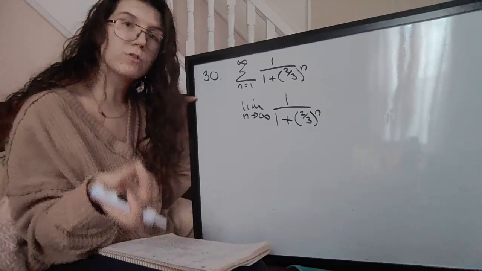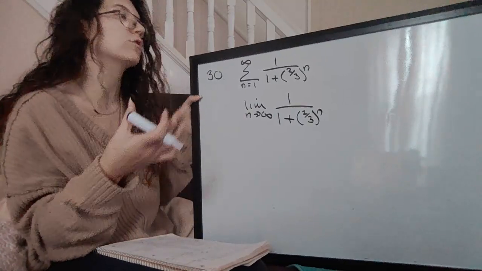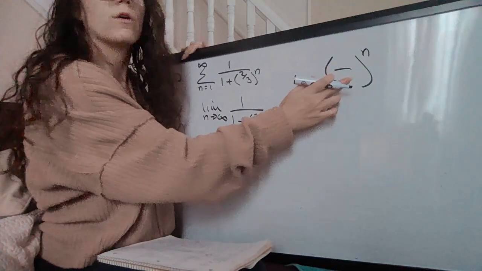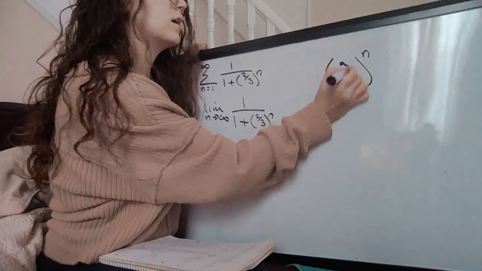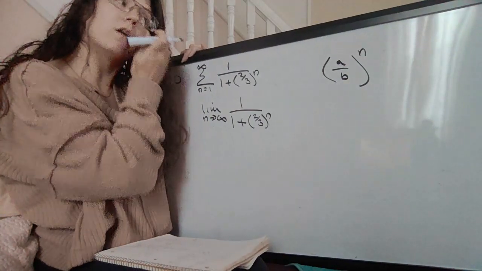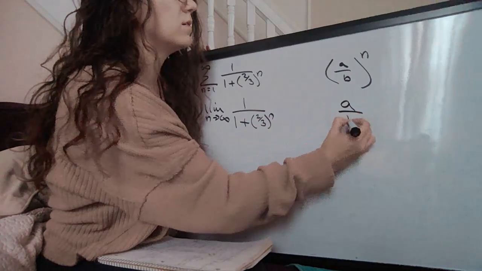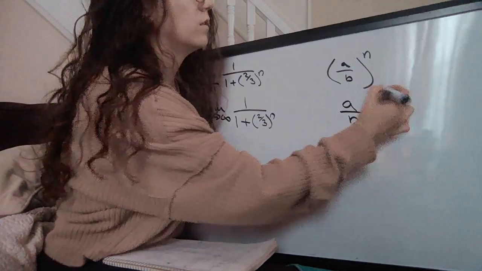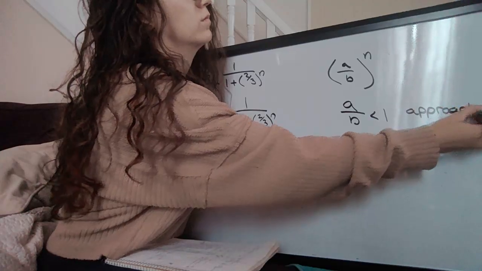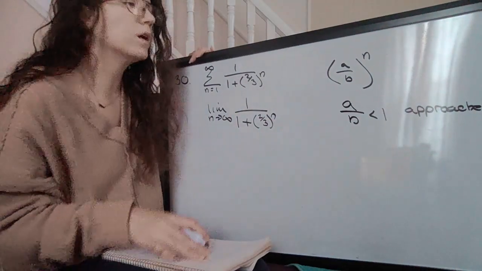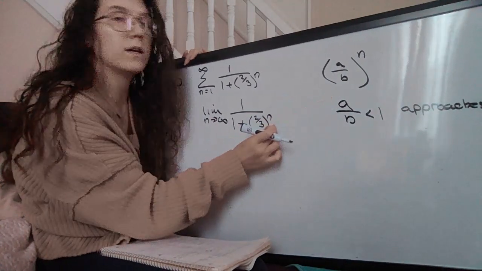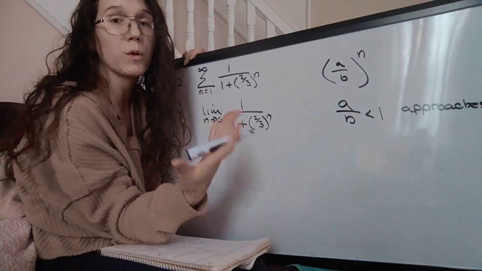I think it's called a geometric series, when we have a fraction raised to the power of n, like say a over b. And this approaches 0 if a over b is less than 1. Because if this is less than 1, then when we take it to the power of n, we are going to get smaller and smaller and smaller numbers.